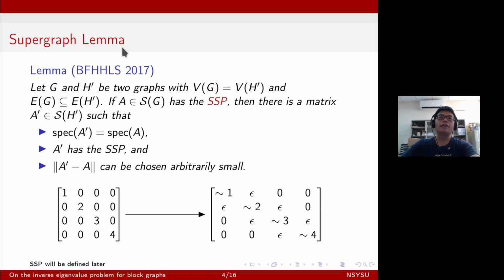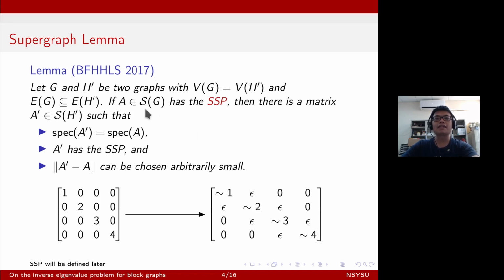Okay, this is actually called the Supergraph Lemma. It is doable, but there is one condition called SSP, which will be defined later. So here is a statement. Let G and H prime be two graphs on the same set of vertices, and H prime has more edges than G. So you can just think of G and H as different supports of the non-zero entries. The support of G has fewer non-zero entries, and the support of H has more non-zero entries.